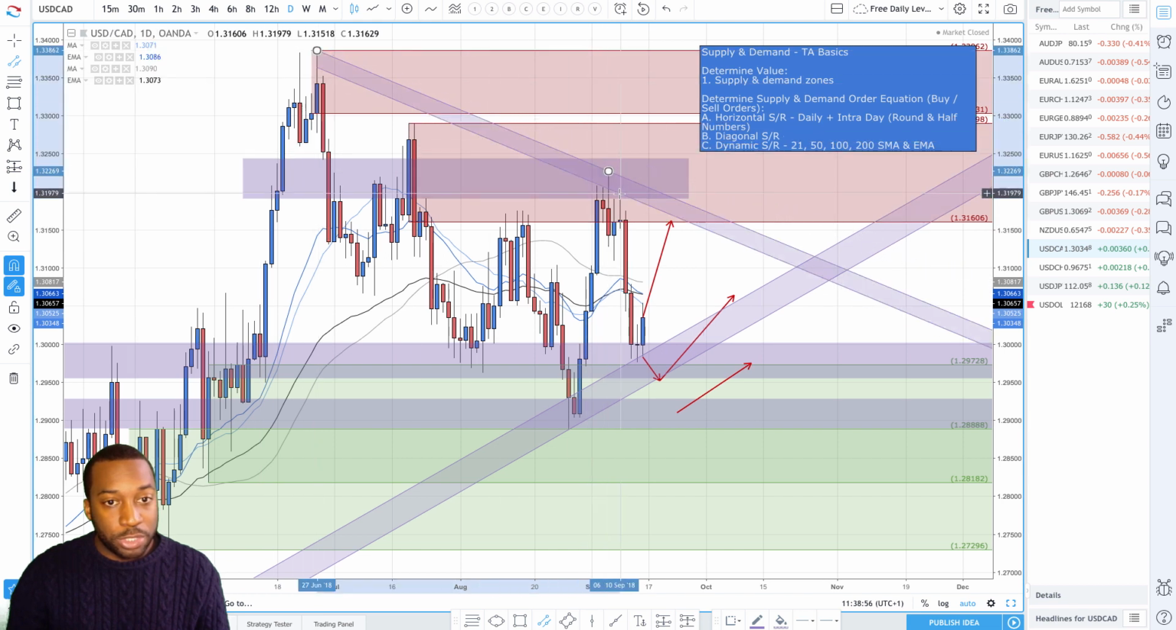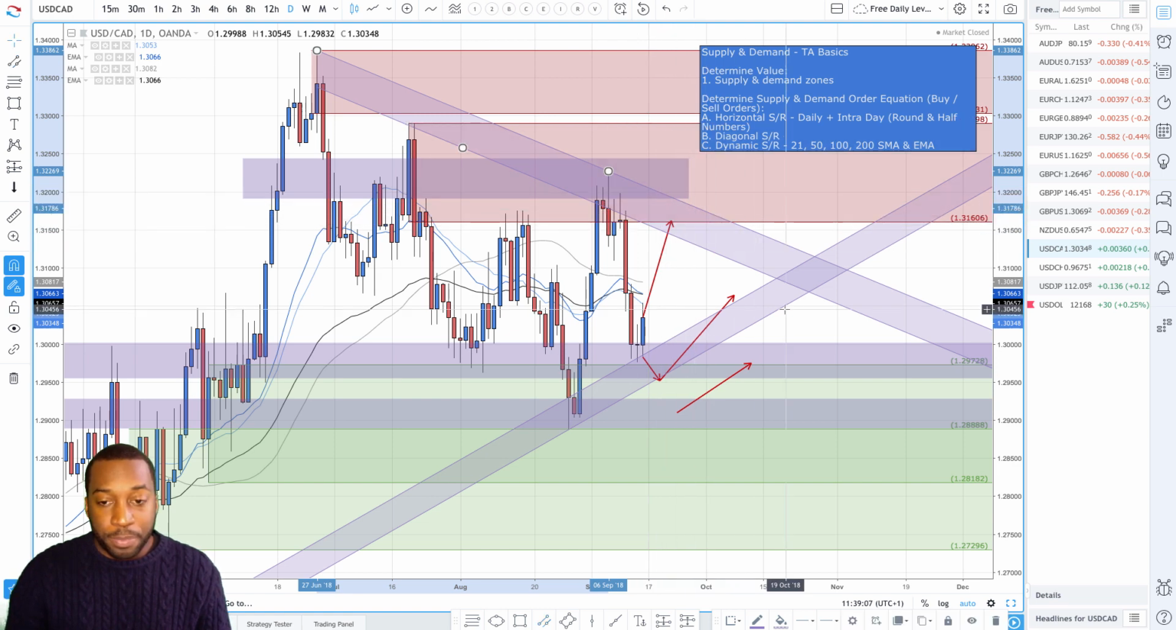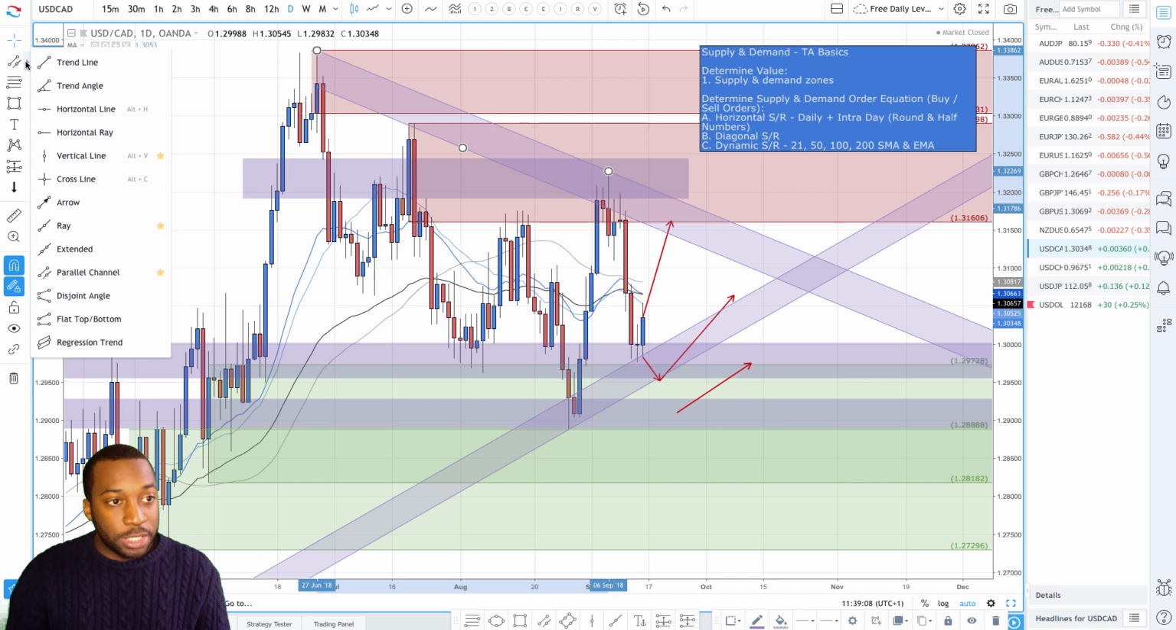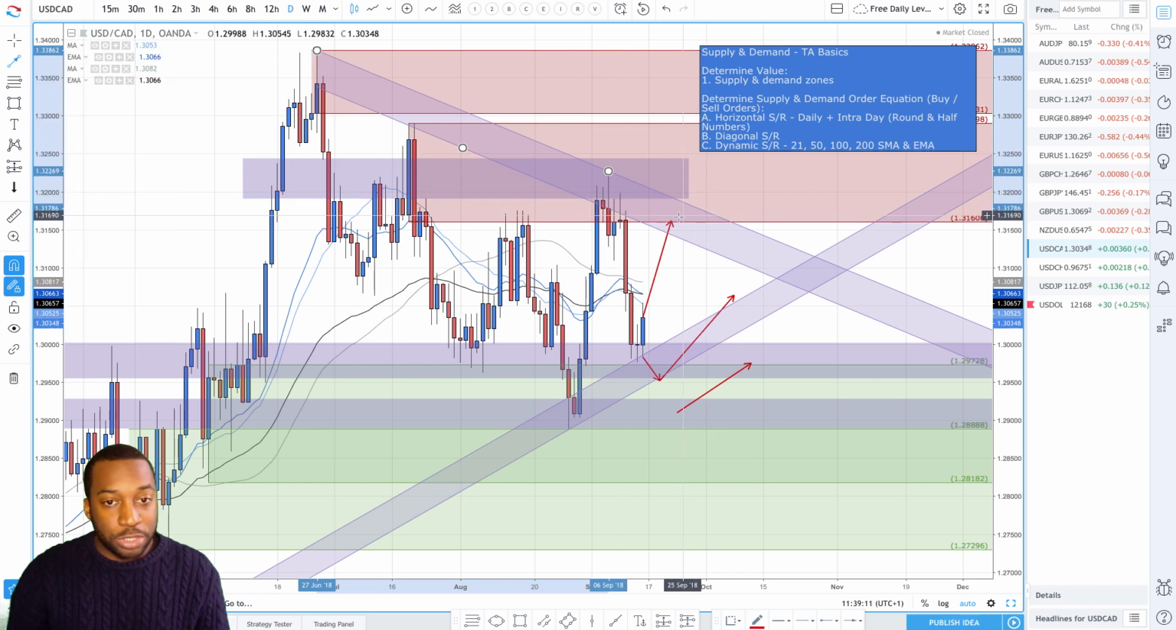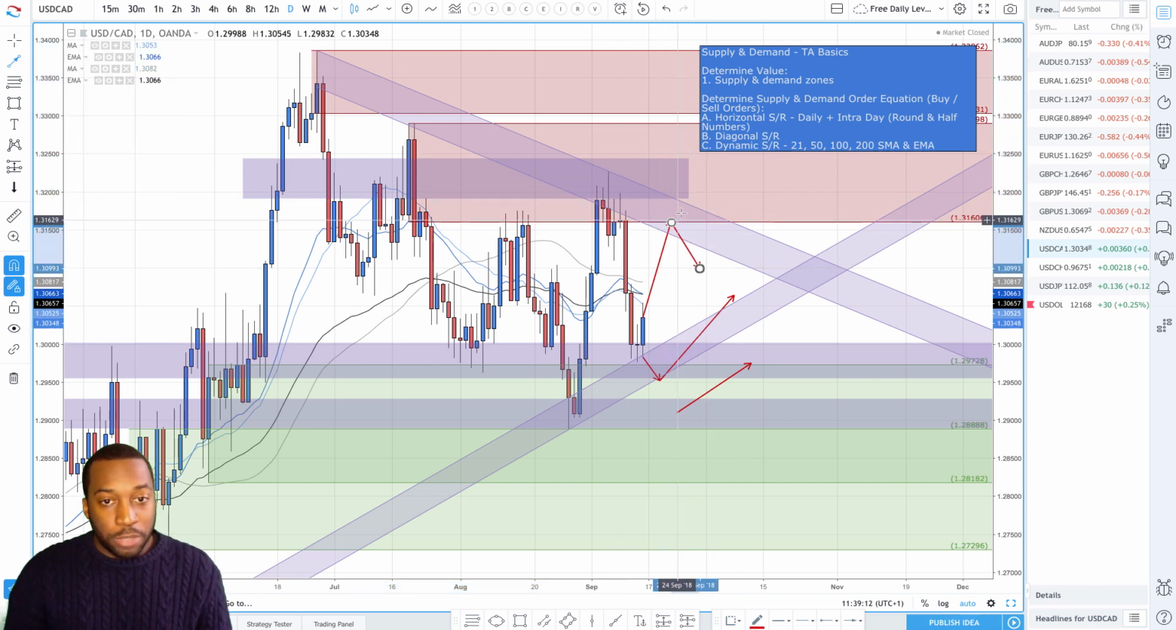And there's your potential confluence within that area from a diagonal resistance perspective, right? And you'd be looking for price action to come down into here, and then try and look for a sell trade.